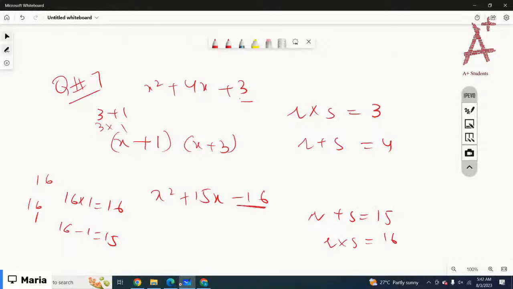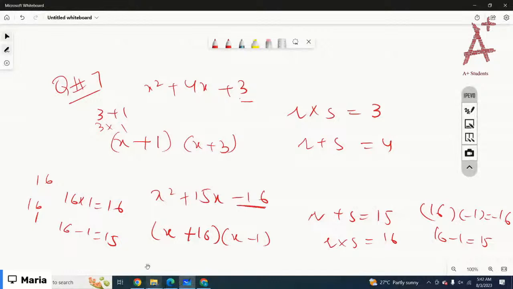So c is negative, so it is x plus 16 and x minus 1. You can see when you do 16 times negative 1, the answer is negative 16 and 16 minus 1 makes 15. So these are the two factors. When you multiply them they make negative 16 and when you add them they make 15, right?